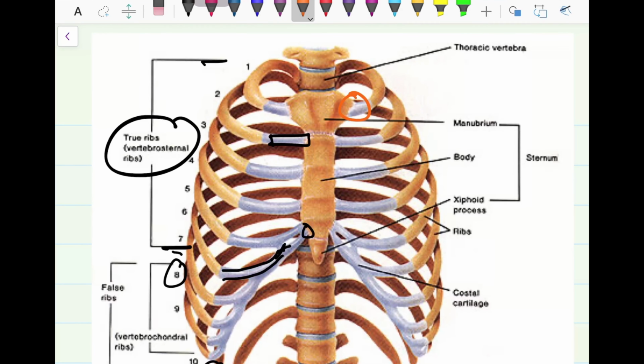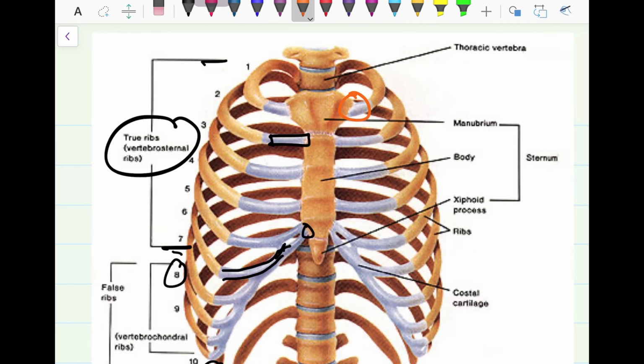Then important surface landmarks. C7 marks the lower extent of the ligamentum nuchae. Then T2 marks the superior angle of the scapula. Okay, so the superior angle of the scapula is T2. T3 is the root of the spine of the scapula. So T3 here, this is the root of the spine of the scapula.